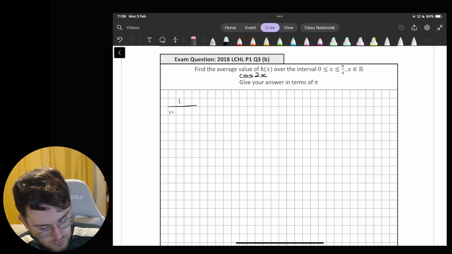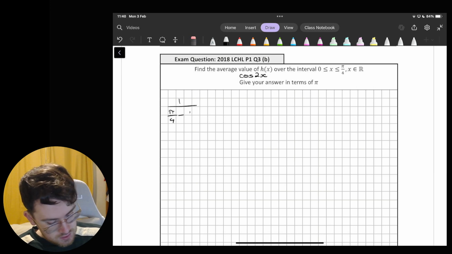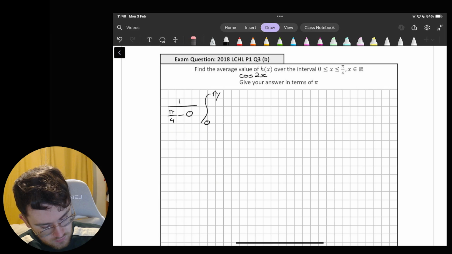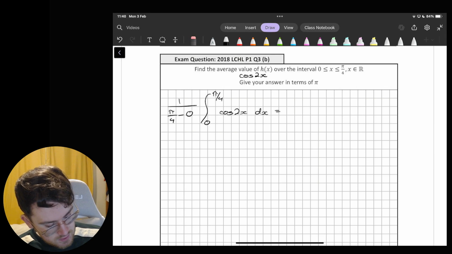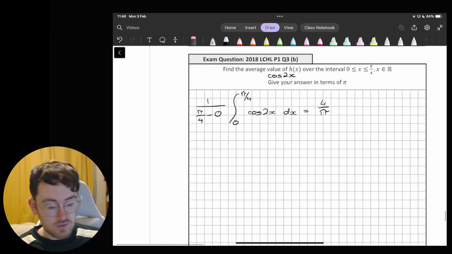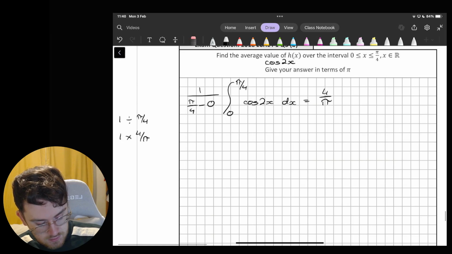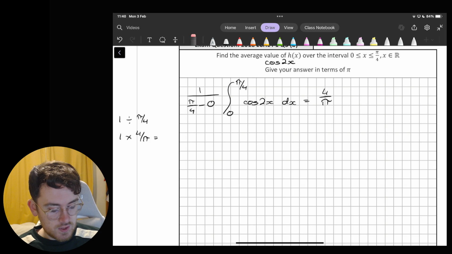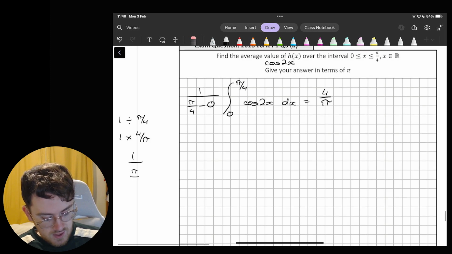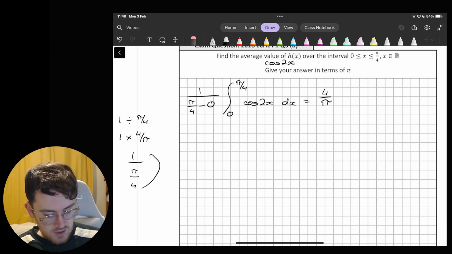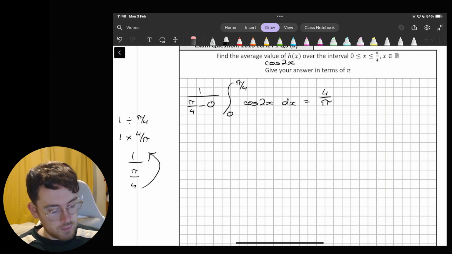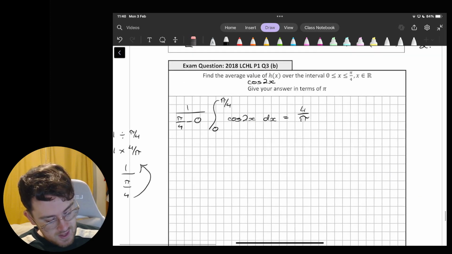So we're doing 1 over pi over 4 minus 0, integral from 0 to pi over 4 of cos 2x dx. That is going to give me 4 over pi. That's the 1 over pi over 4. Remembering that idea, it's essentially 1 divided by pi over 4, which is 1 multiplied by 4 over pi. That's our quick way. We also have that idea that when we have a fraction on the bottom of a fraction, the denominator will be multiplied onto the top. There are different ways of remembering that idea if you're unsure.